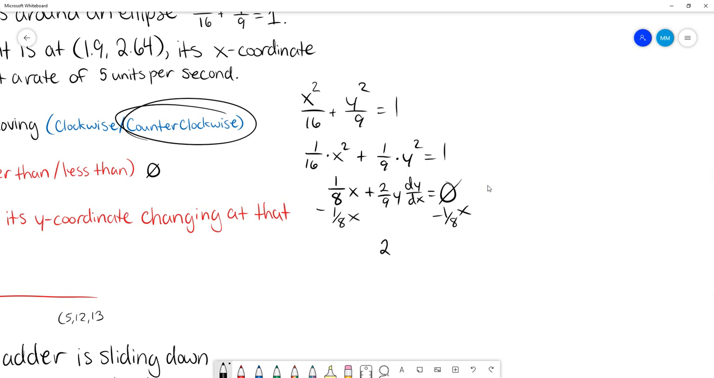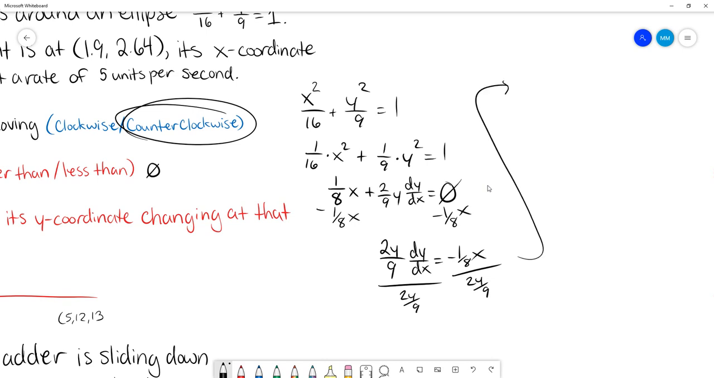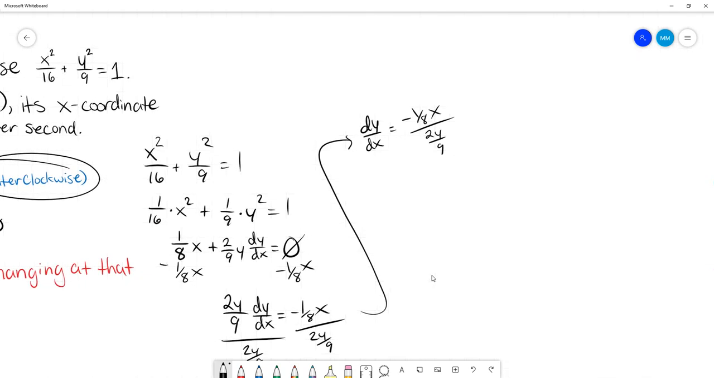So I get 2, and I'm actually going to move the y up into that fraction there because they're multiplying. I can do that. Equals negative 1/8 x. And now to get dy/dx all by itself, I just divide by this. I know that this looks awfully ugly, and I'm going to bring it up here for space. Negative 1/8 x divided by 2y over 9. Remember that when we're dividing by a fraction, it's the same as multiplying by the reciprocal.